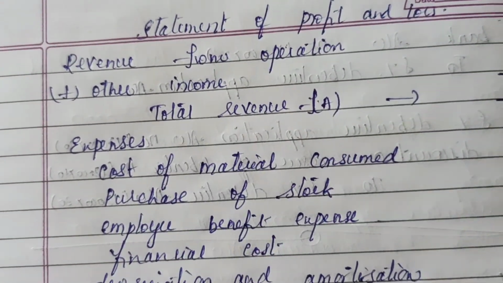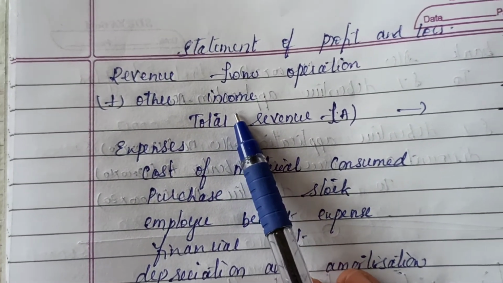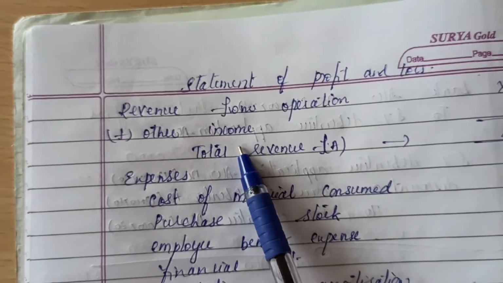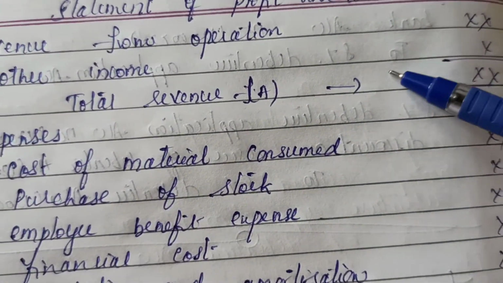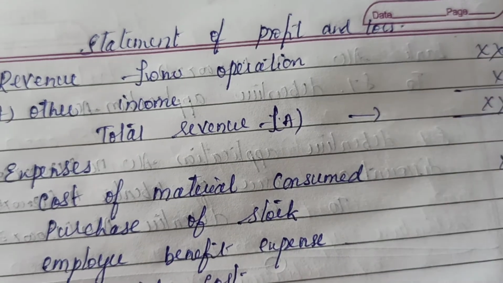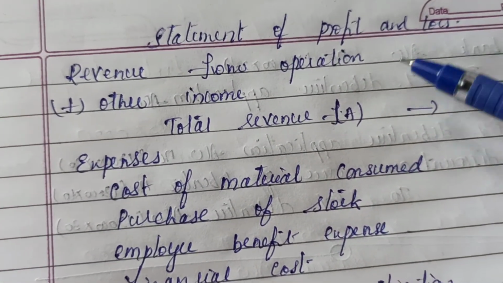For that we are adding here other incomes. What will be the other income? Like you have received some discount, or any other incomes we have received here. So we will write it as other income, and add that income to your revenue. So here it becomes the total revenue from operations. So this is your incomes we have.